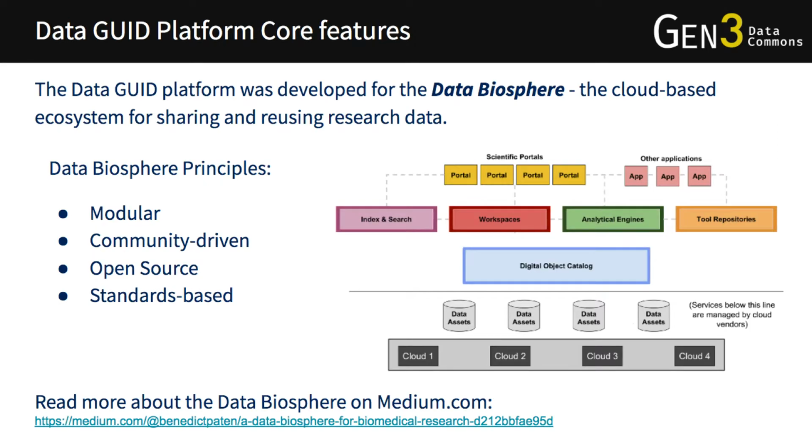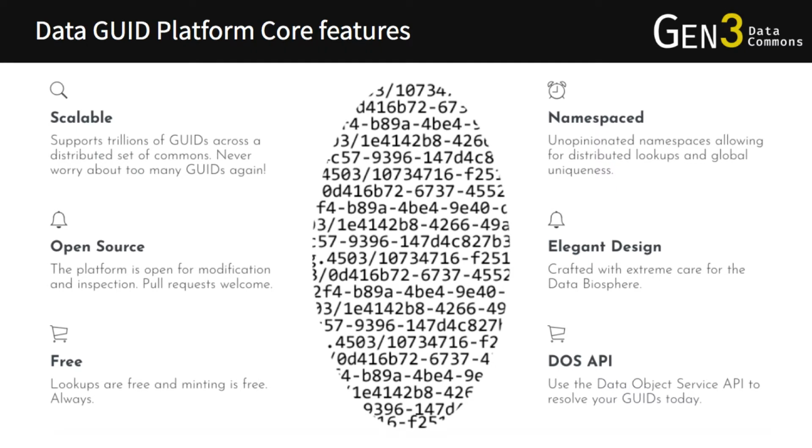Now we'll explore some of the core features of the Data GUID platform. These features are based on the principles of developing community-driven, standards-based, open source, modular, and interoperable tools for the data biosphere, which is the cloud-based ecosystem for sharing and reusing biomedical research data. As mentioned before, Data GUIDs are minted by the open source service called IndexD, which is always free to use. Since the platform is open source, the community is encouraged to inspect and improve the code by submitting pull requests on GitHub.